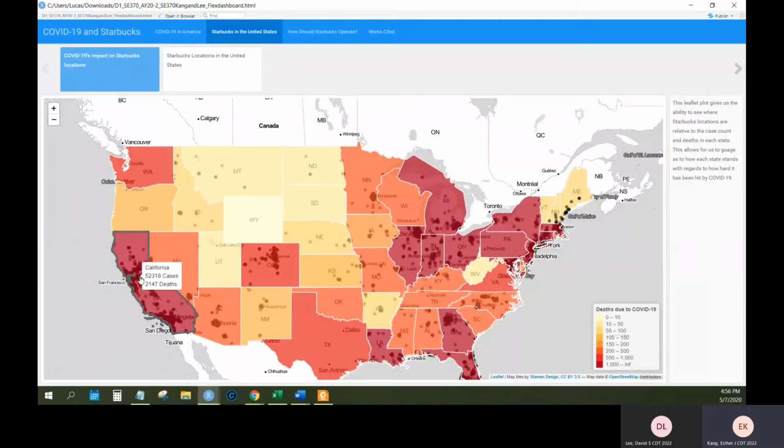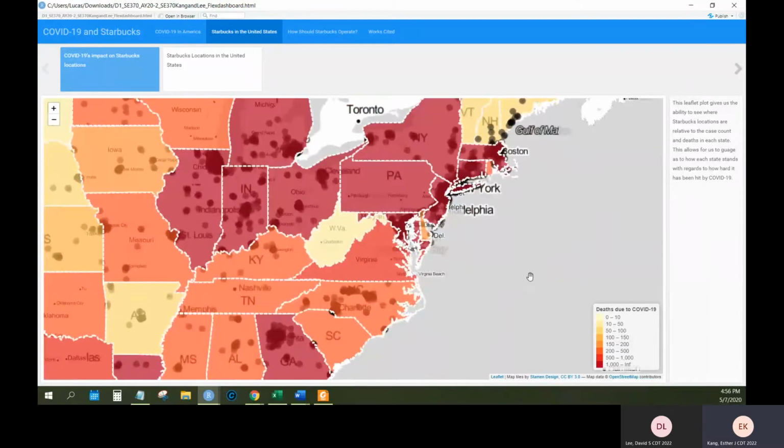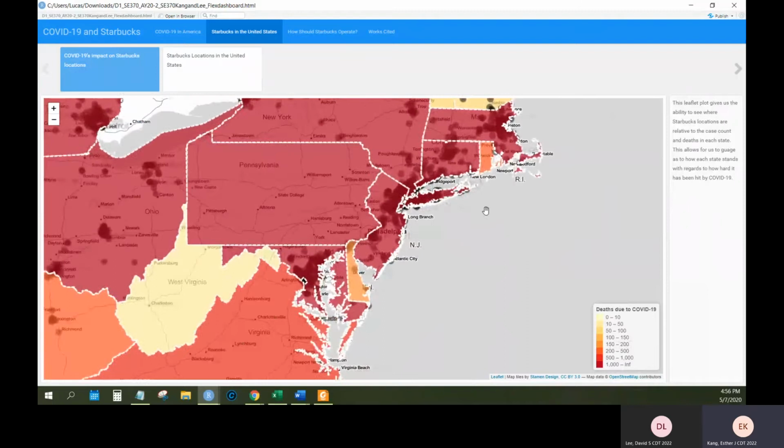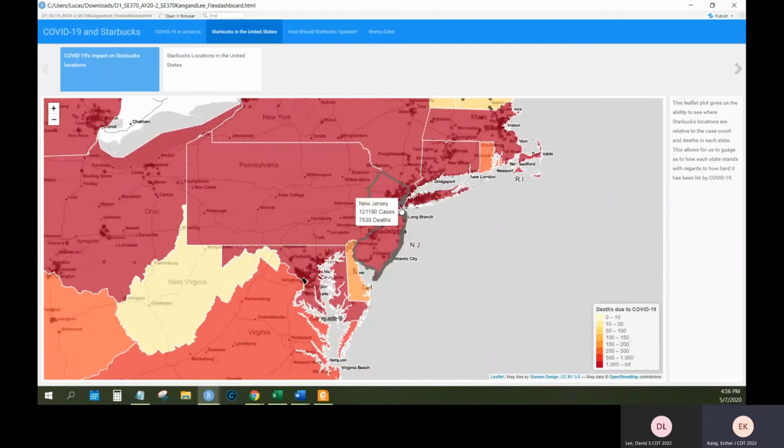As you can see in California, they're all close to each other as a clump near the coast. And in New York, you can also see that along the coast, there are also densely located Starbucks locations.